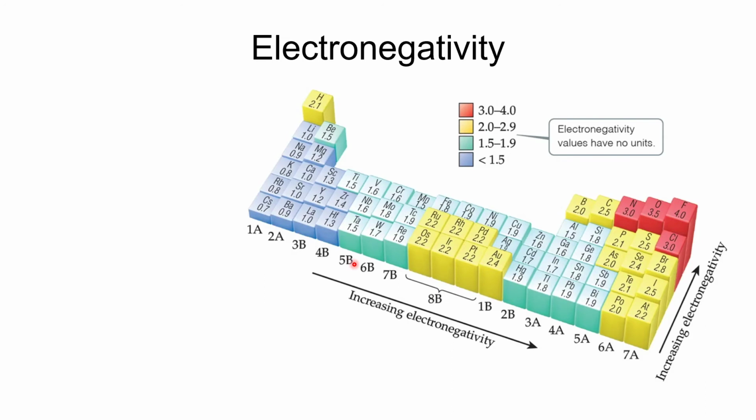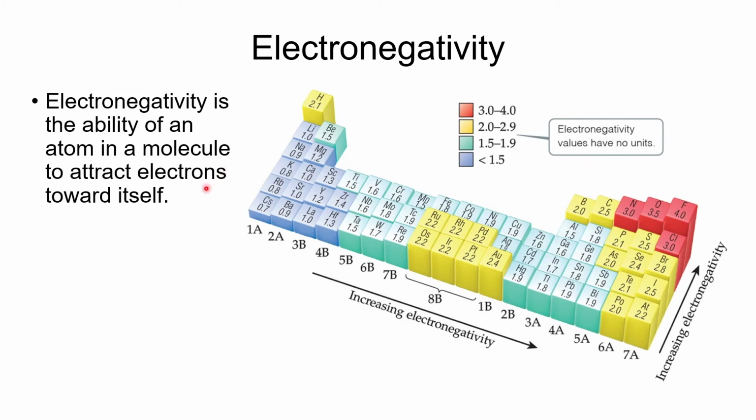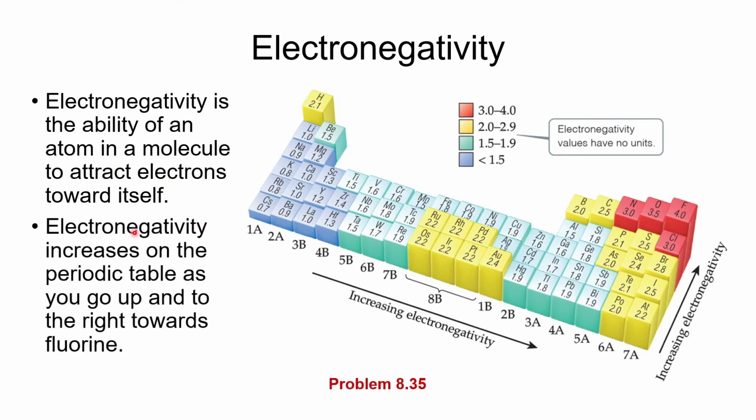So one of the tools that we use to determine how polar a bond is going to be is something that we call electronegativity. Electronegativity is simply the ability of an atom in a molecule to attract electrons to itself. And electronegativity increases as you go up and to the right towards fluorine. So you'll see fluorine here is at 4.0, oxygen is at 3.5, nitrogen and chlorine are at about 3.0. And then as you get further away, you go all the way down here to cesium, and you'll see cesium is at 0.7.